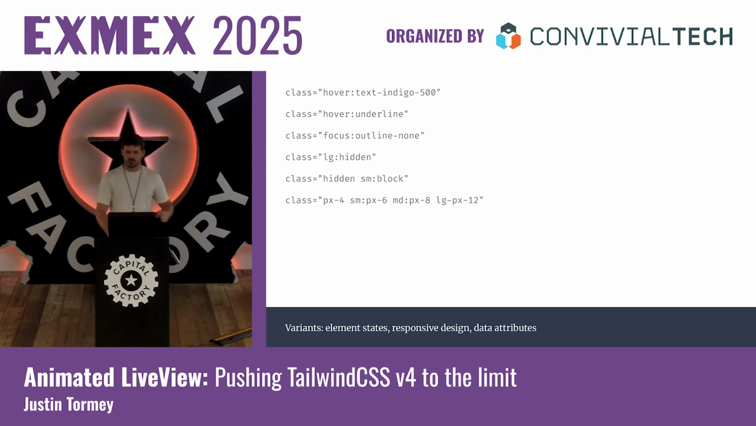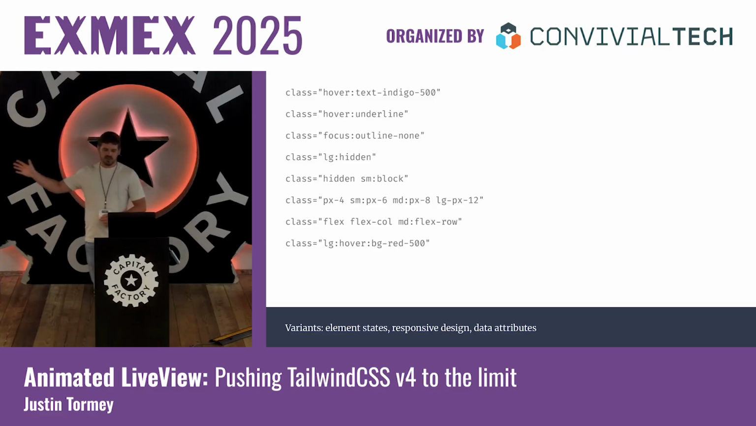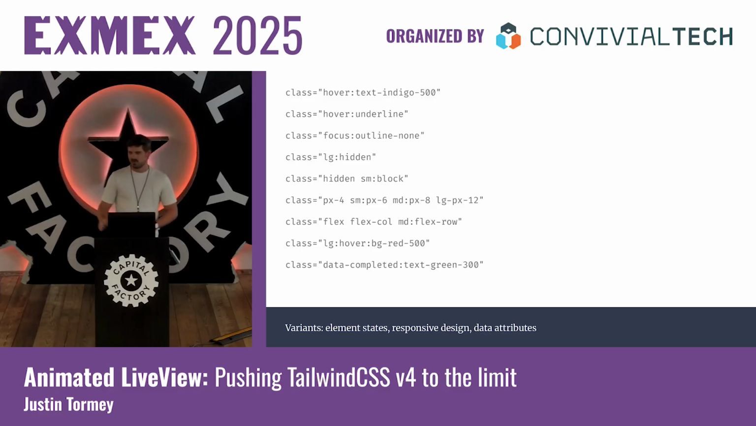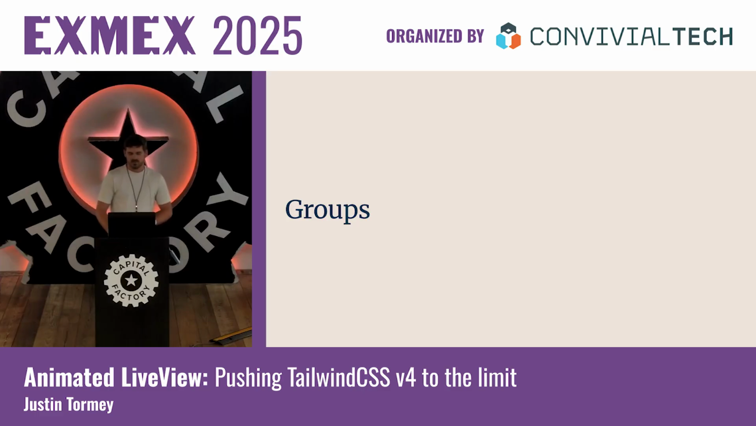And you can do this over and over. Popular with things like flex to change element direction on different screen sizes, and you can combine them. So this element will only have a background of red when you're hovering over it on large screens. Why would we need that? Well, we'll see. You can also dip into, CSS can do a lot. So here we're saying make the text green if that element has a data attribute that is data completed. And so now we can mix in data on our elements and use it to apply styles to them using just class names. So that's variants.